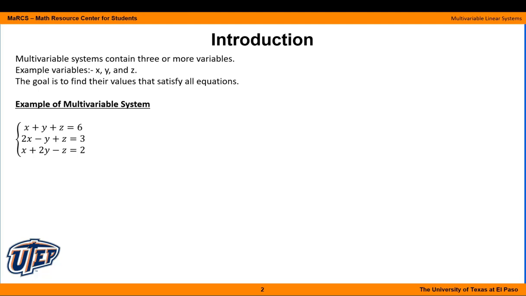Up to this point, we have focused on systems containing two variables, usually x and y. A multivariable system contains three or more variables. Common examples include x, y, and z. The goal remains the same: find values for all variables that satisfy every equation in the system simultaneously. For example, consider the system shown on the slide. Here we have three equations and three unknown variables. Unlike two-variable systems, graphing is no longer practical. Instead, we rely on algebraic techniques such as elimination and back substitution. To prepare for these methods, we first need to understand row echelon form.